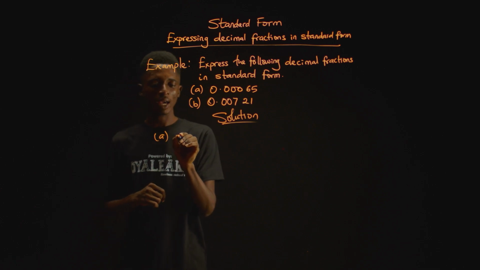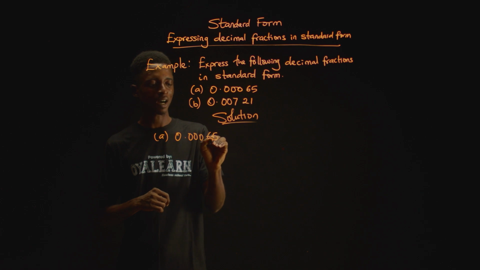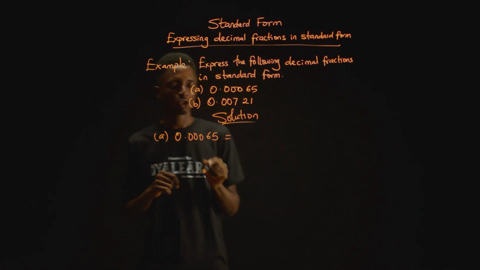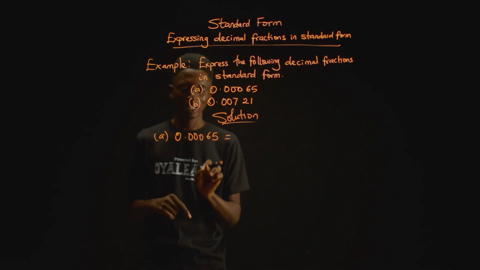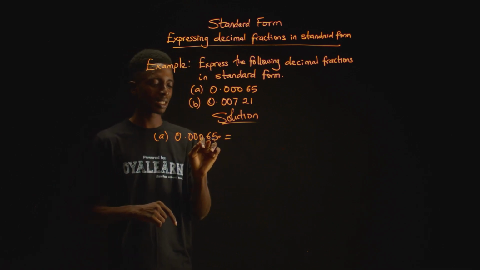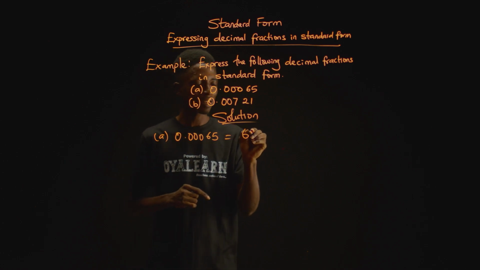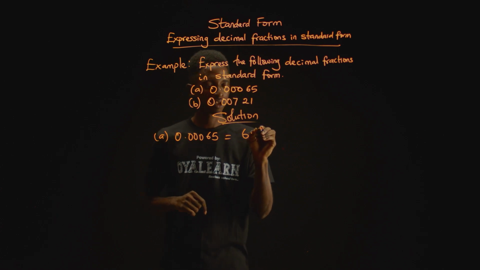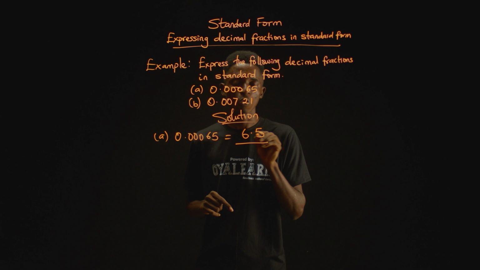For A, we have 0.00065. Now, to express this as a fraction, you would go on to first identify the first non-zero you find, and that is 6. That is when you are coming from the left, the first non-zero is 6. So you then put it down as 6, then point, then you read off the other numbers that follow 6. So we have 5. That is, we have 6.5 over.